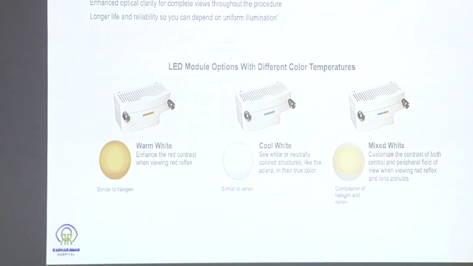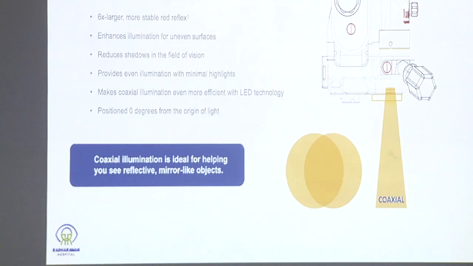These are the three types of illumination they come with: warm white, cool white, mixed white. If I'm permitted to say this, I did not like the cool white and the mixed white at all. The warm white is, of course, something that they install most commonly, and that is the best illumination that I found out of these three.